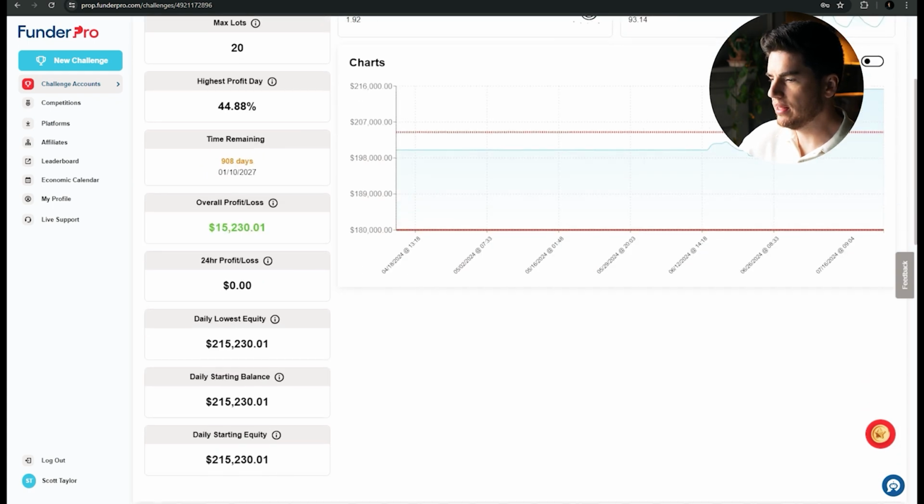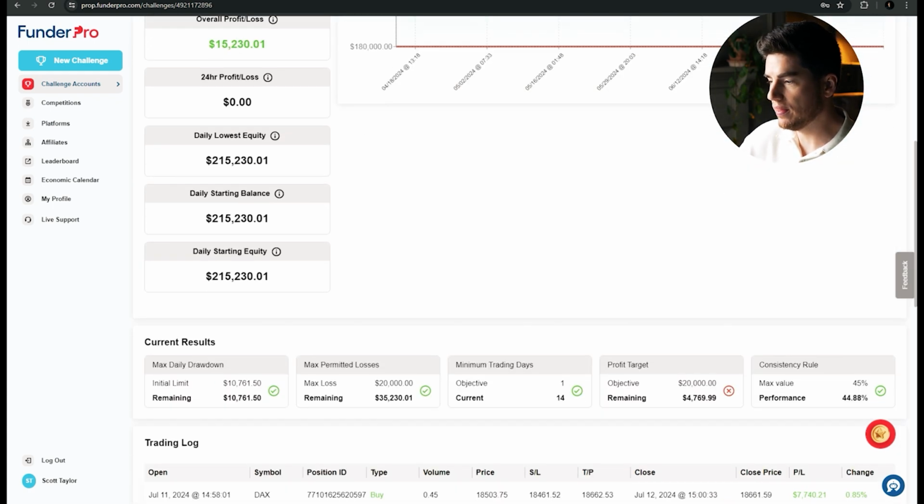We can go down here and have a look. I'm within the consistency rule. I'm just under the 45% consistency rule. I've traded 14 days and I've not breached any rules on the daily drawdown or max permitted drawdown. And I'm only 4.769k off, so a little over 2% away from profit target on the phase 1, which is pretty good.